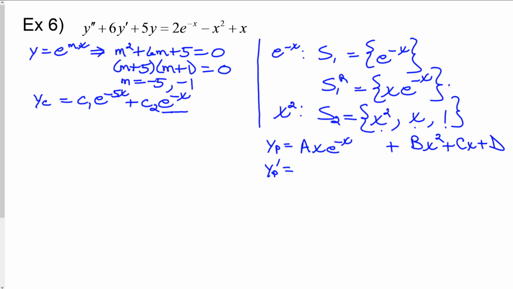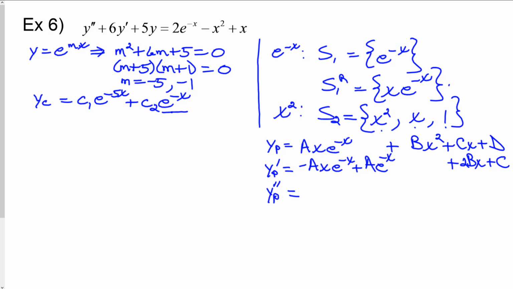All right, so taking the derivative of ax e to the negative x with the product rule, we take the first factor ax times the derivative of e to the negative x, and we get negative ax e to the negative x, plus the derivative of the first factor, which is a, times e to the negative x. And then the derivative of bx squared is going to become 2bx, and the derivative of cx is just c, and of course the derivative of the constants is 0, so I won't need anything else after that. All right, now we want to find y sub p double prime.